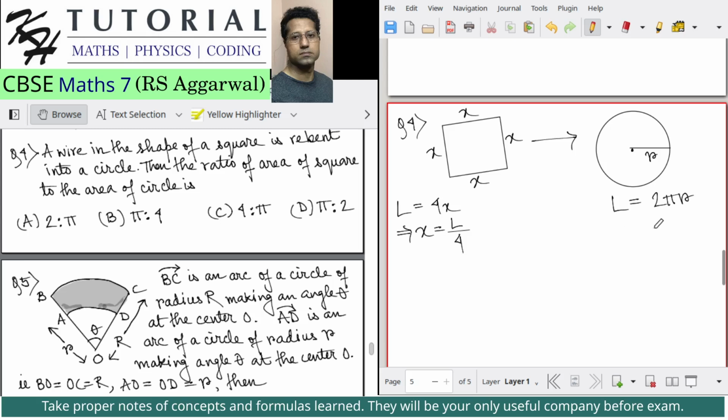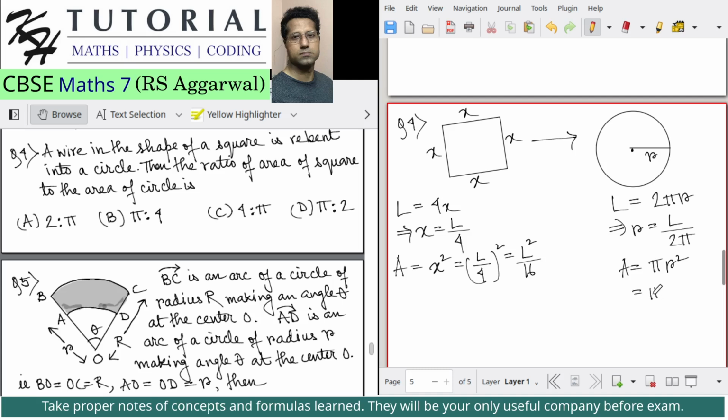And when the wire has been reshaped into a circle, we must have capital L equal to 2 pi r. So this implies small r is equal to L by 2 pi. Now what will be the area of the square? The area of the square is x squared, which is equal to (L by 4) squared, which is L squared by 16. And what will be the area of the circle? The area of the circle is pi r squared.